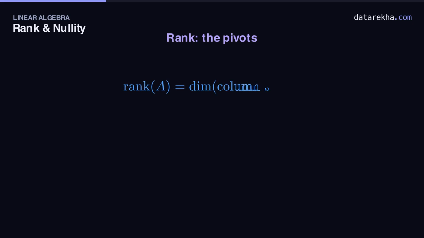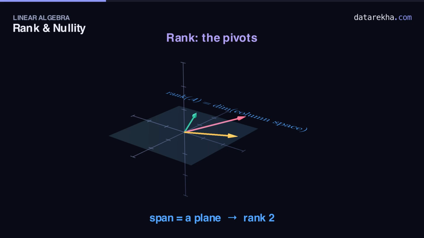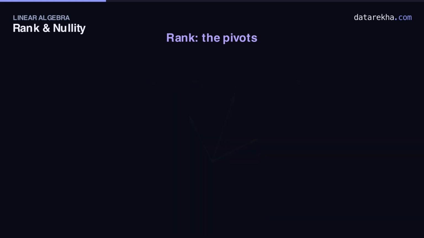But rank means something far richer than a tally. It's the dimension of the column space, the span of the matrix's columns. It tells you how much room the columns actually fill. Picture 3 columns living in 3-dimensional space. If all 3 happen to lie flat in a single plane, then no matter how you combine them, you never escape that plane. Their span is that plane, a 2-dimensional sheet. So even with 3 columns, the rank is only 2. Rank measures the dimension the columns reach, not how many columns you were handed.